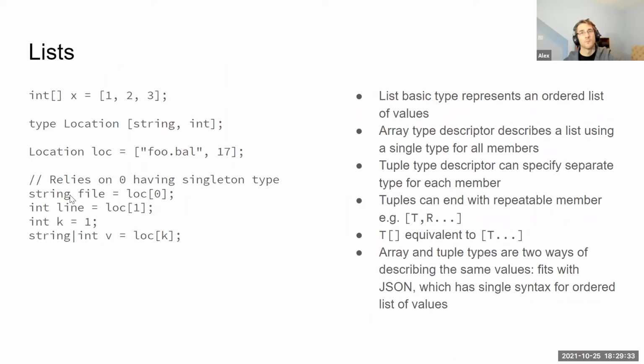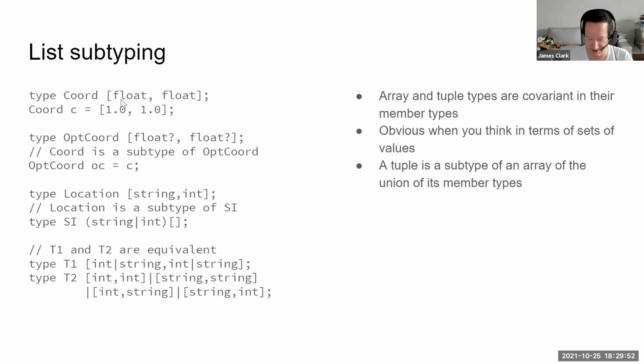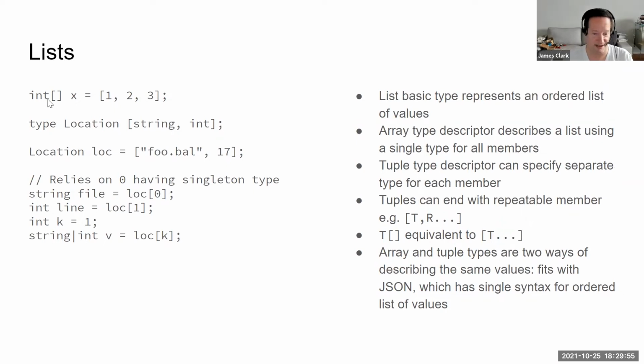Okay, so let's get a little bit more interesting. Structures. So we have 2 kinds of structures. First one is list, which is an ordered list of values. And we have just 2 kinds of type descriptor for describing lists. So we have arrays, which look like C arrays. So that's saying that every member of the list is of type int. And we also have tuples. So this is saying we've got a 2-tuple where the first member is a string and the second member is an int. And we're giving it the name of location.